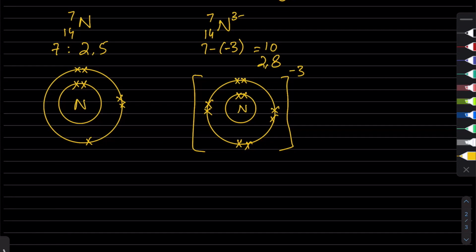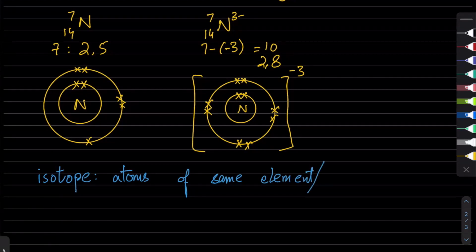So that's that. Talking about subatomic particles, there's a definition that you need to know about, and that definition is isotopes. The isotopes are atoms of same element. Now, this same idea that they're from the same element, you can also write atoms with same proton numbers. Okay, you can say that.